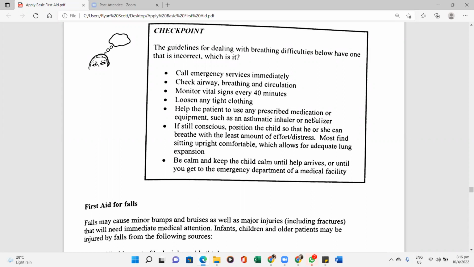What would you say about somebody with difficulty breathing? Which one of these you think would be wrong? Anybody? Maybe monitor vital signs every 40 minutes. Right. It would be shorter, right? But everything else is good. But 40 minutes is a long period for you to be checking the vitals. But remember, the person is an emergency, right? All right, scroll down.